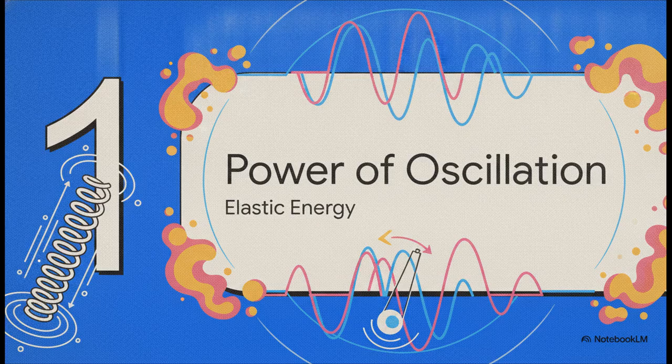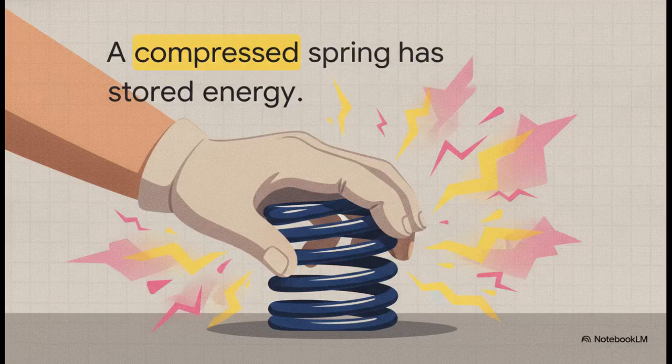Section 1, the power of oscillation. Okay, I want you to picture a spring, like a heavy-duty coiled metal spring. Imagine just pushing down on it with your hand, compressing it as hard as you can. While you're holding it there, the spring obviously isn't moving, but it is absolutely loaded with what physicists call elastic potential energy. It's essentially energy just waiting to happen, you know? That spring desperately wants to snap back to its normal shape, and the second you let go, it is going to unleash all that stored-up tension.